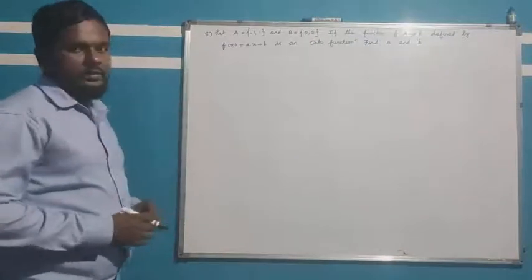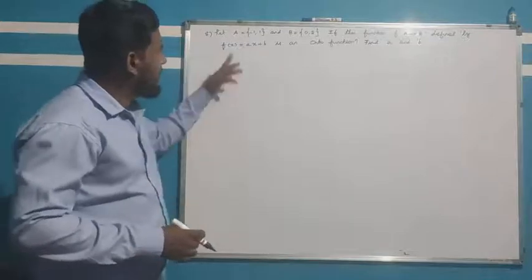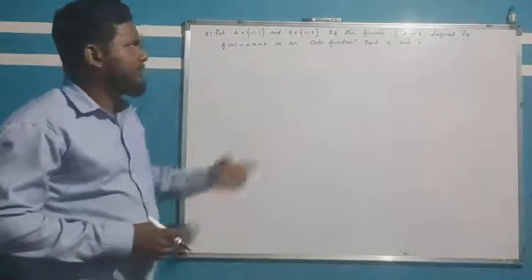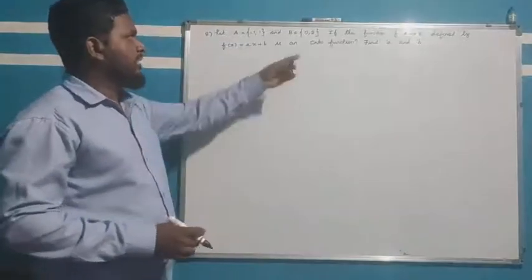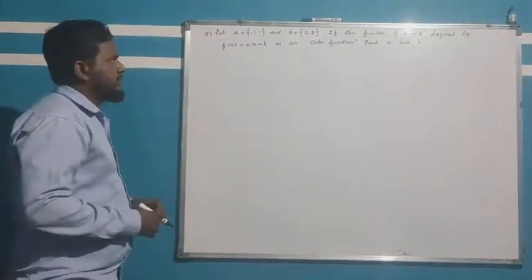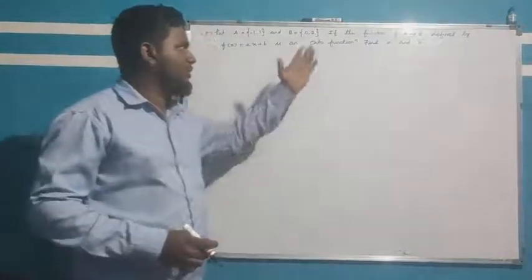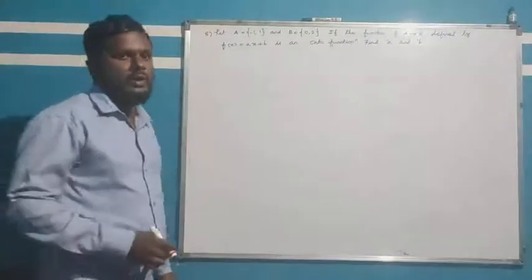See exercise 1.4, 8th question. Let A = {-1, 1}, B = {0, 2}. If the function f from A to B defined by f(x) = ax + b is an onto function or not, find. Onto function means find what is the value of a and b.